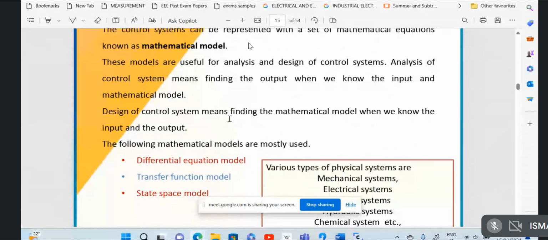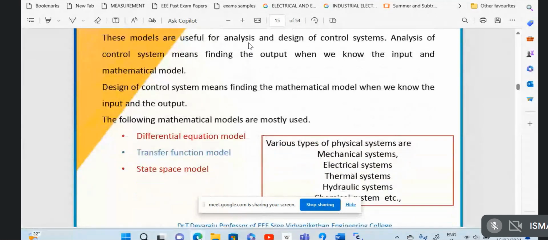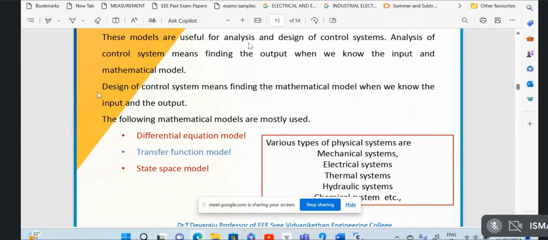Design of a control system means finding the mathematical model when we know the input and the output. So, if someone wants you to design anything, they must give you the variables. You must know what you are designing. You must be given the actual values, so that now you set the apparatus and the equipment that are supposed to give you those values.